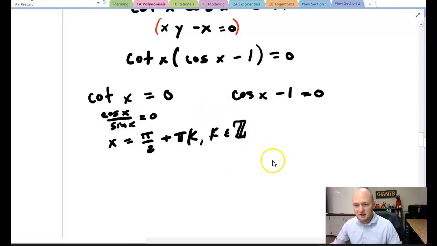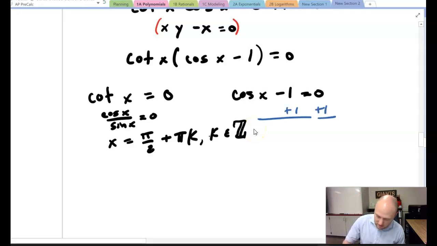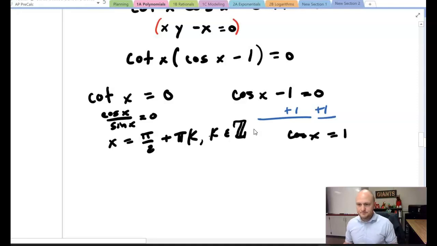That bougie Z right there means integers: 1, 2, 3, 4, 5. Oh, don't forget about the negatives: negative 1, negative 2. And then over here, we're going to solve. I'm going to add 1 to both sides, and we get cosine of x is equal to 1.